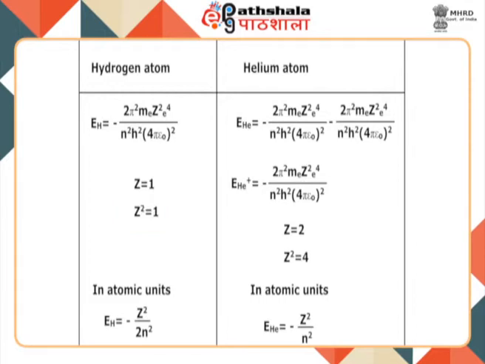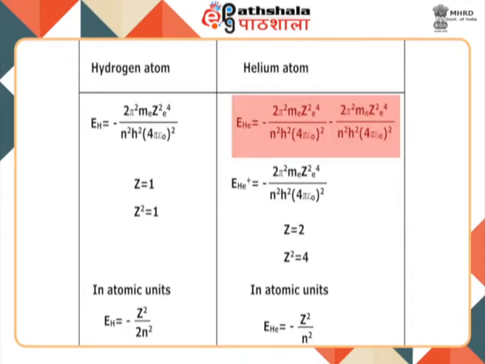But if you look at the corresponding right hand side, the energy of the helium atom, as I said already, and we have already learned that in an unperturbed system where we neglect interelectronic repulsion, the energy of the helium atom can be taken to be the sum total of the energy of two helium ions. So the first term in the energy of the helium atom is minus 2 pi square m e Z square e4 upon n square h square (4 pi epsilon 0) square. The second term is also similar to the first term.